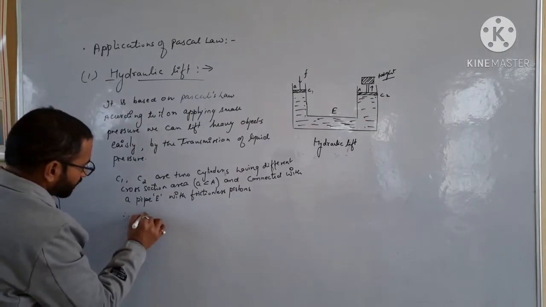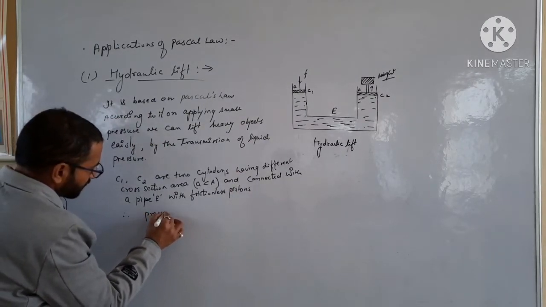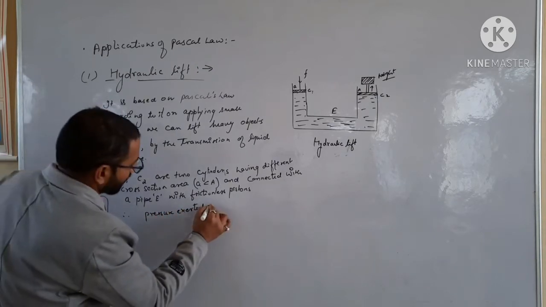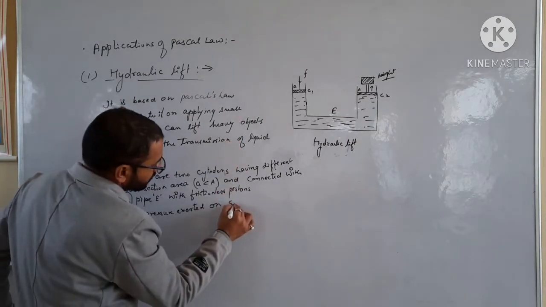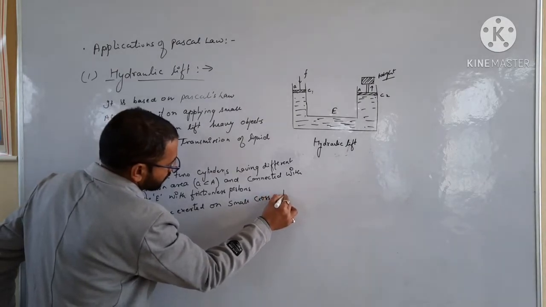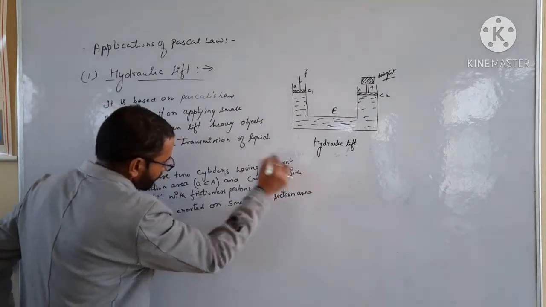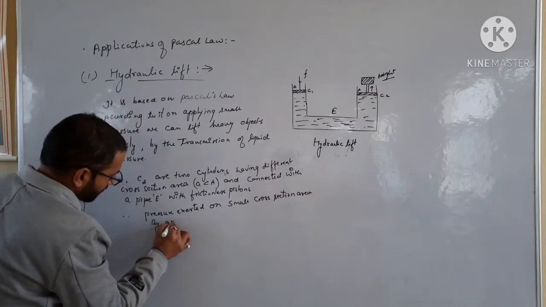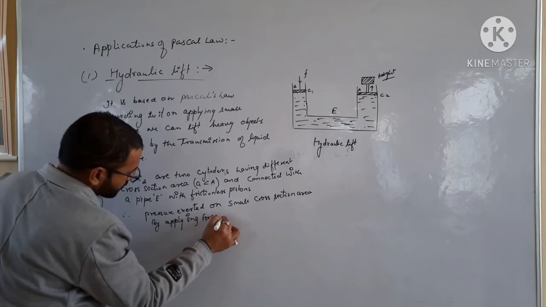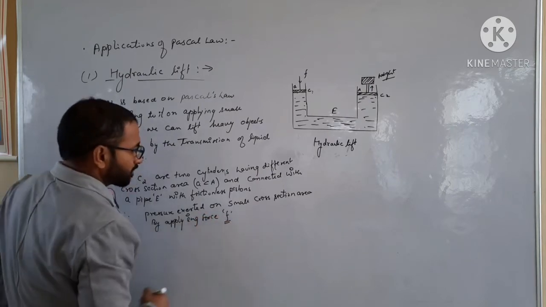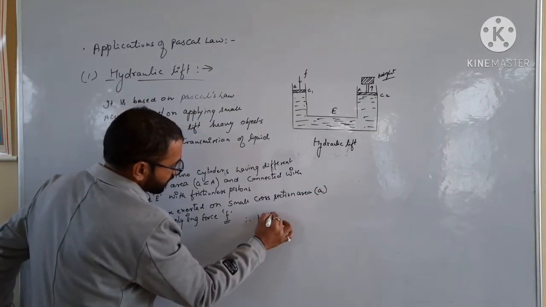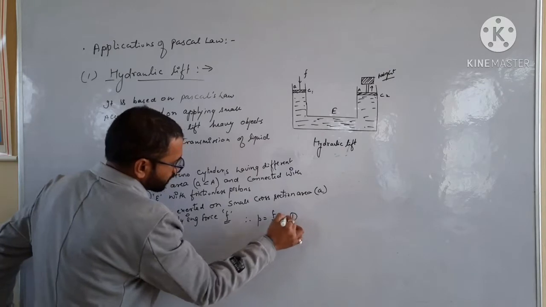So therefore, pressure exerted on the small cross section area by applying an external force, this is small f. Point clear? Small cross section area is our small a. So therefore the pressure on this side is P is equal to f upon a.